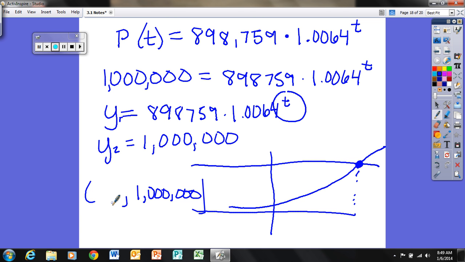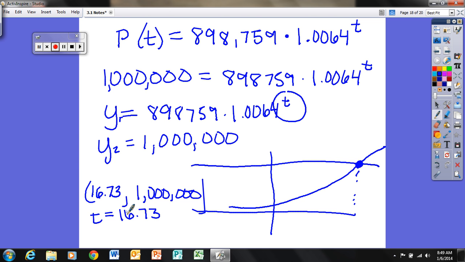So you're going to do on your calculator, second calculate, scroll down to intersect, push enter when it's on the first curve, push enter when the cursor is on the second curve, push enter for a guess, and hopefully you get 16.73 for your x value and 1 million for your y value. That means that t is equal to 16.73.